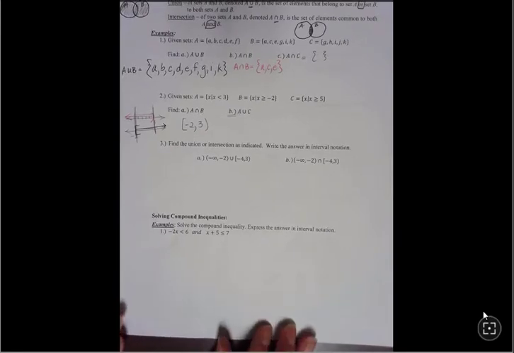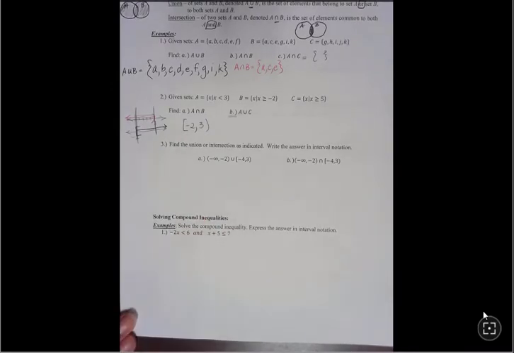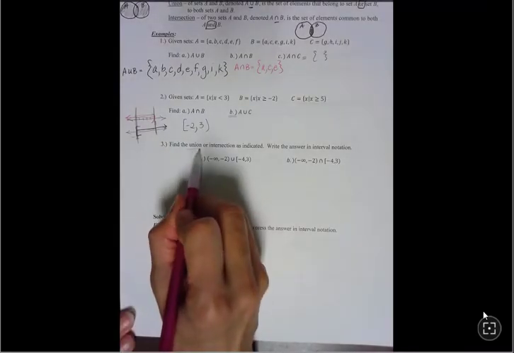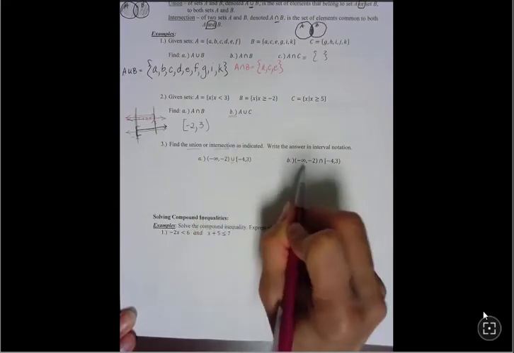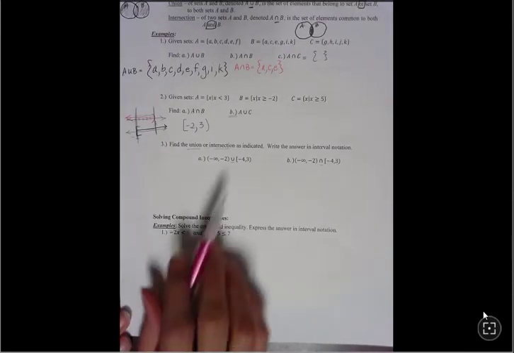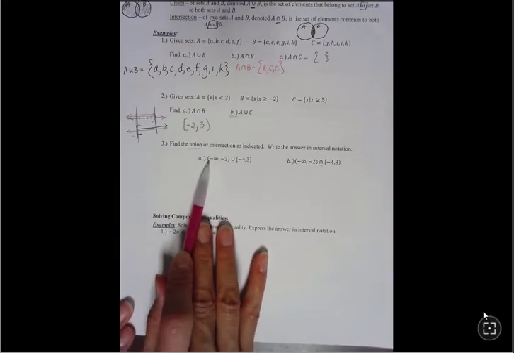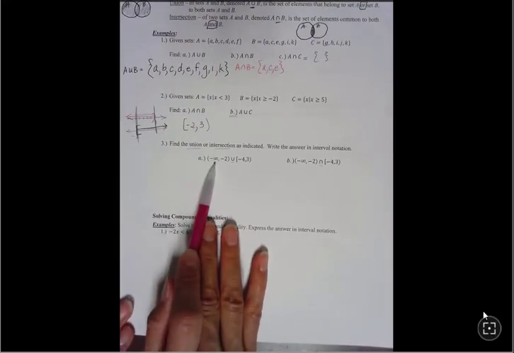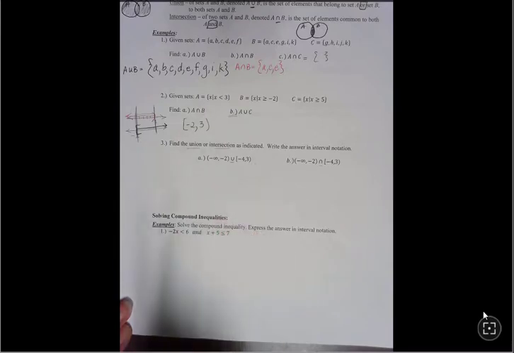Okay, so let's go ahead and take a look at example 3, letter A. This time it's asking you to find the union or intersection as indicated by the symbol, and write the answer in interval notation. Okay, so again, this first one, we're looking for the union of the sets -2 to infinity, -infinity to -2, and then -4 inclusive to 3 exclusive.